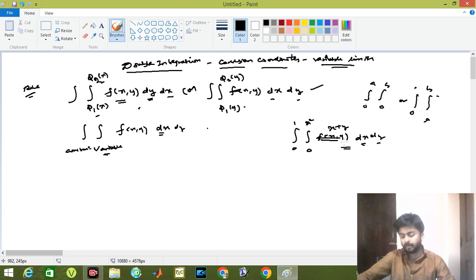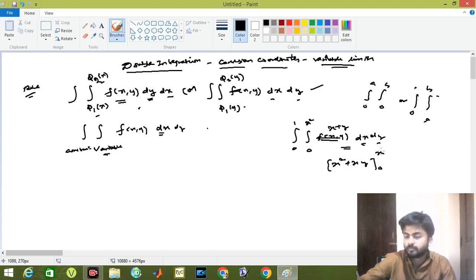Of solving double integration, it is quite possible. See, x square plus xy, and later I can substitute limits for x. Later I have to substitute limits for x, and I have to integrate with respect to y. So here you have functions of x and y and integrate with respect to x and y.